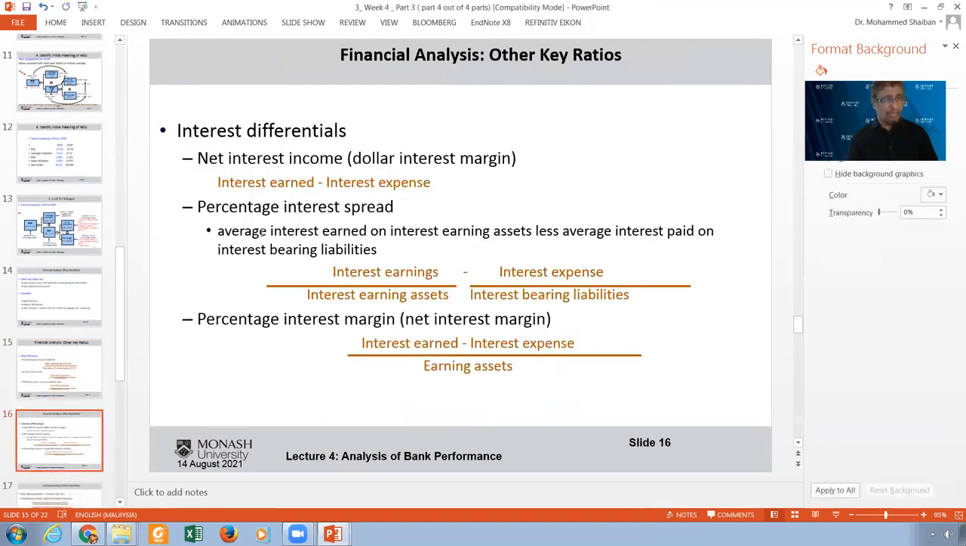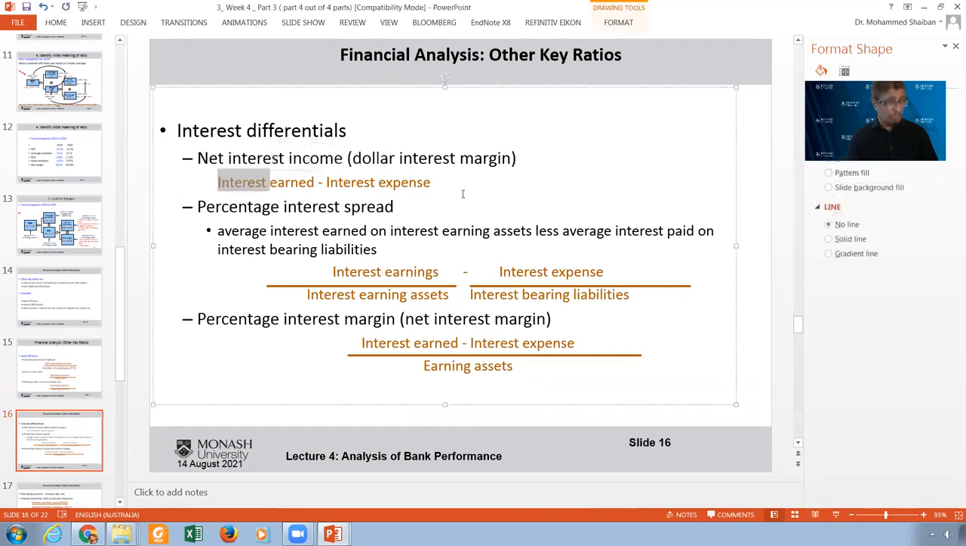Then we have the net interest income, which is the difference between the interest we earn minus the interest we pay. This is one of the interest differential ratios, as we call it. We have another ratio for interest differential, which is the percentage of interest spread, which means you take the interest earnings over the interest earning assets. What do you mean by interest earning assets? Earning assets means not all the assets, only the loans and our investments. Any assets that bring us an income, we call earning assets. So all those fixed assets and other assets are not actually earning assets, so we don't bring them here.